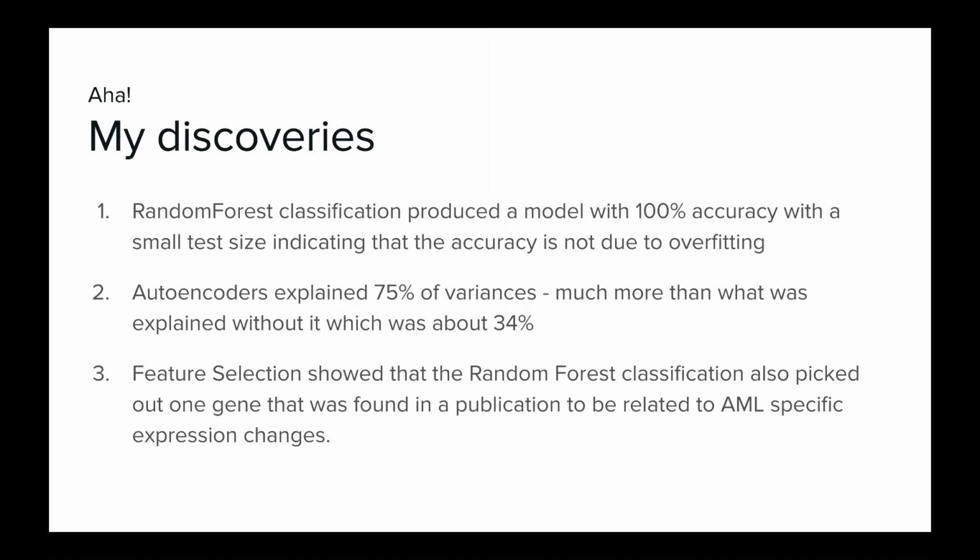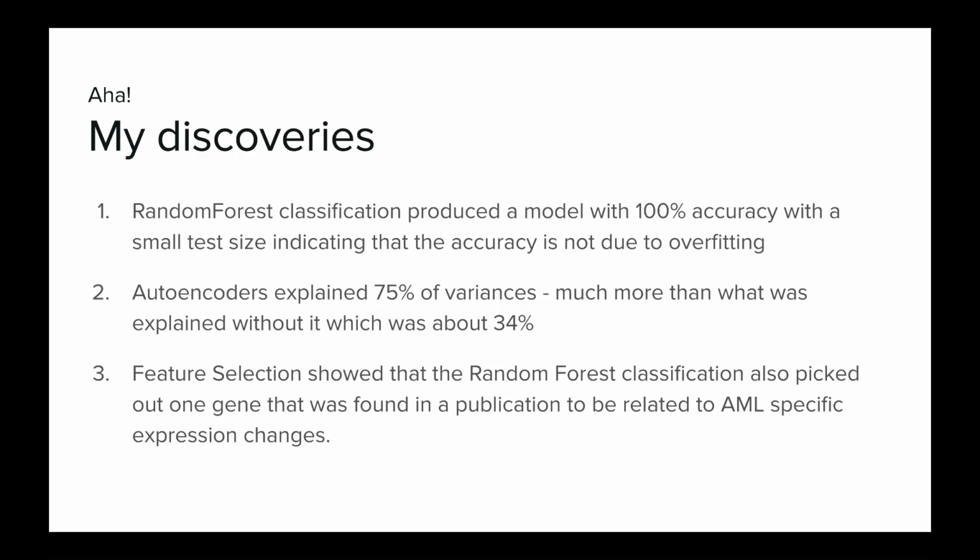So basically, I noticed a few interesting things. The first thing is that RandomForest classification produced a model with 100% accuracy with a small test size. So it shows that the accuracy is not due to overfitting by using a larger test size, which is pretty nice, at least. The autoencoders explained 75% of the variance, which was much more than was explained originally with just the PCA plots, which was about 34%. It's also much closer to that threshold of 80%.